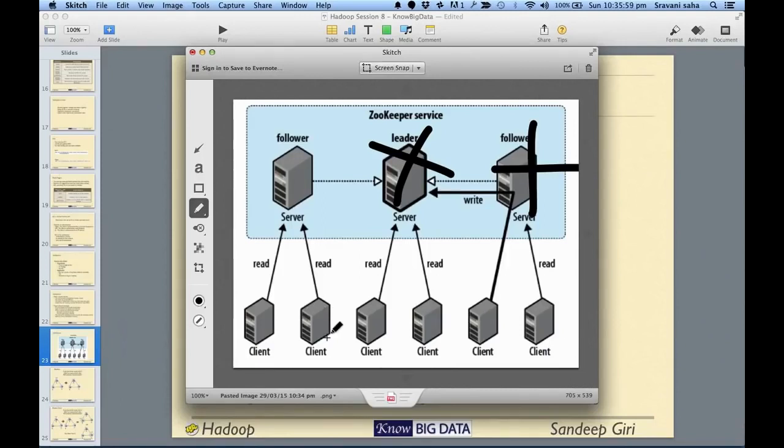Make sense to you? So in case this happens, there will be no leader and the system will become read only immediately.